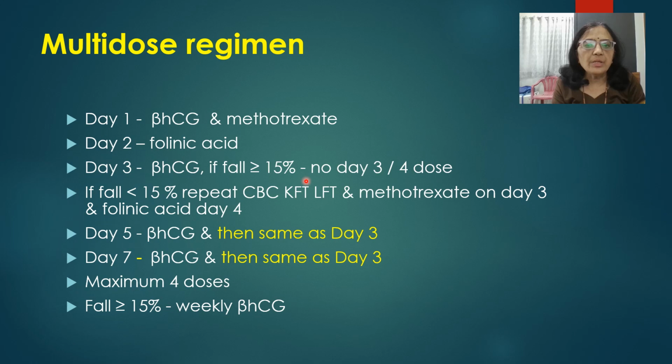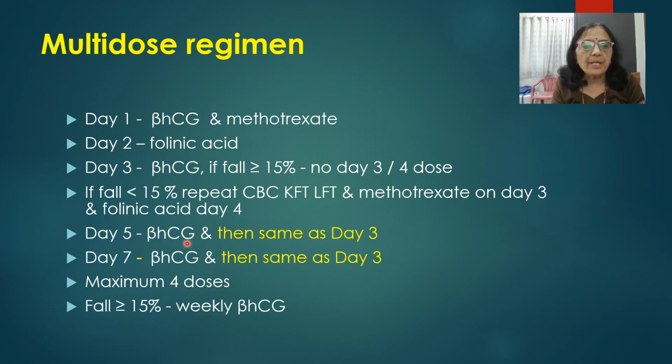So here, to simplify, this regimen is: day 1 beta-HCG and methotrexate, day 2 folinic acid, day 3 we repeat beta-HCG. If the fall is greater than or equal to 15%, we don't give methotrexate or folinic acid on day 3 or 4. If the fall is less than 15%, repeat CBC, KFT, LFT and then give methotrexate if all the values are normal on day 3, and folinic acid on day 4.